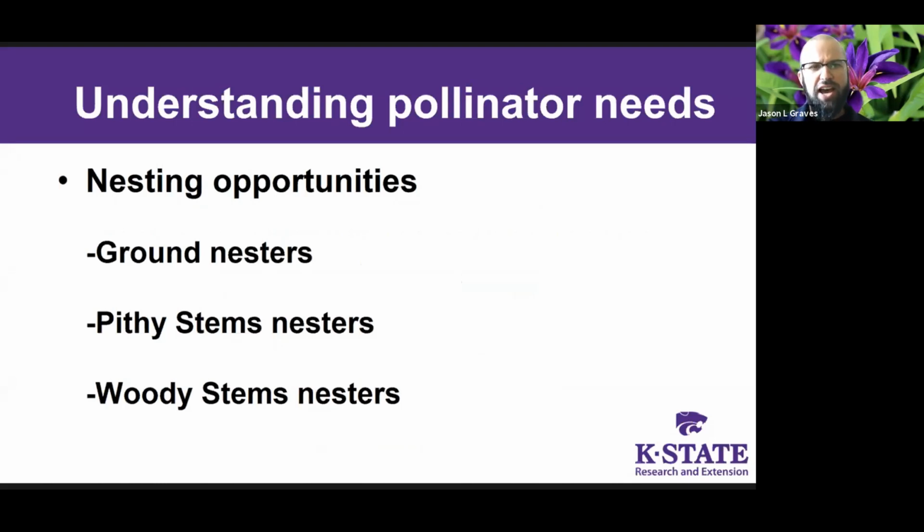So understanding pollinator needs, we have separate types of nesters. We have ground nesting native bees, and we have stem nesting native bees, whether it be pithy or woody stems. And we really can enhance our native pollinator populations by providing nesting opportunities.